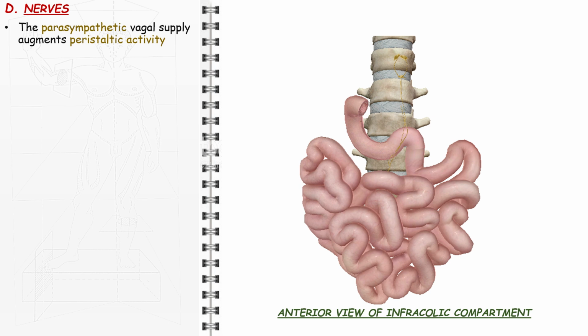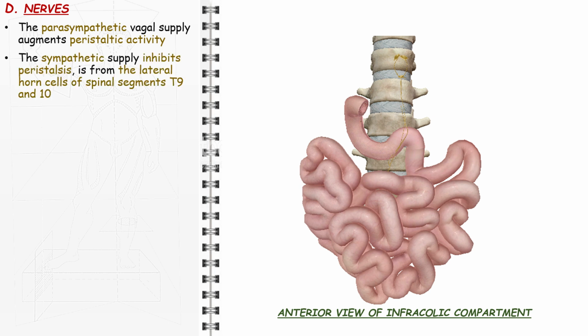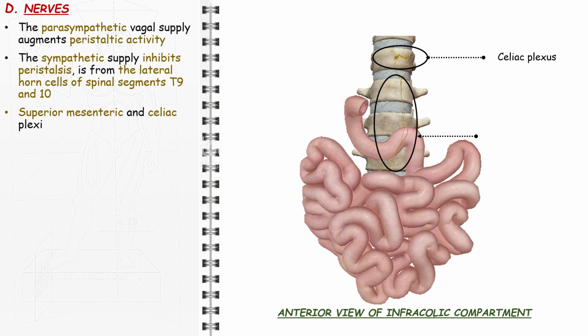The sympathetic supply, which is vasoconstrictor and normally inhibits peristalsis, is from the lateral horn cells of spinal segments T9 and T10. Small intestinal pain is usually felt in the umbilical region of the abdomen. They both have influence on the intrinsic nervous system of the gut represented by the plexuses of Auerbach and Meissner.